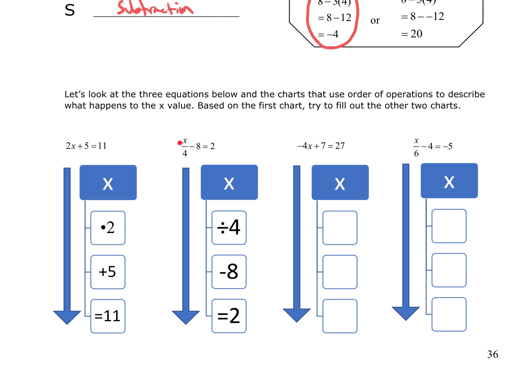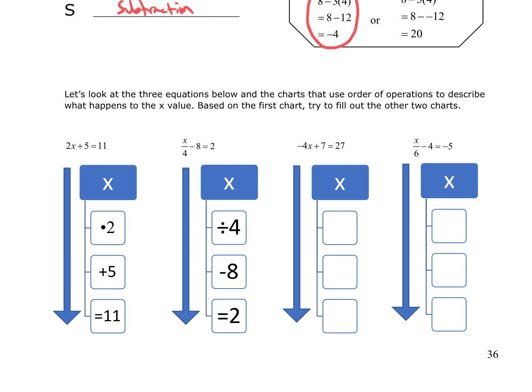So here, in x over 4 minus 8 equals 2, I've got x divided by 4. The first thing that happens, I don't subtract first, I divide. So x gets divided by 4 first. It's the first thing that happens to it. And then it is subtracted by 8. And then that equals 2.